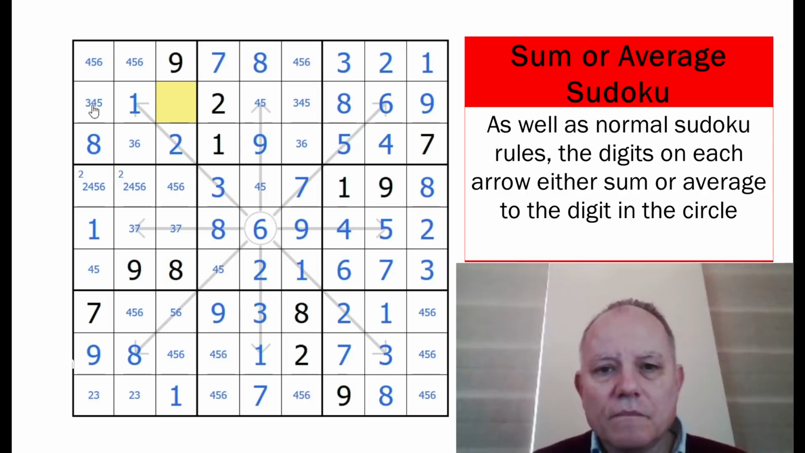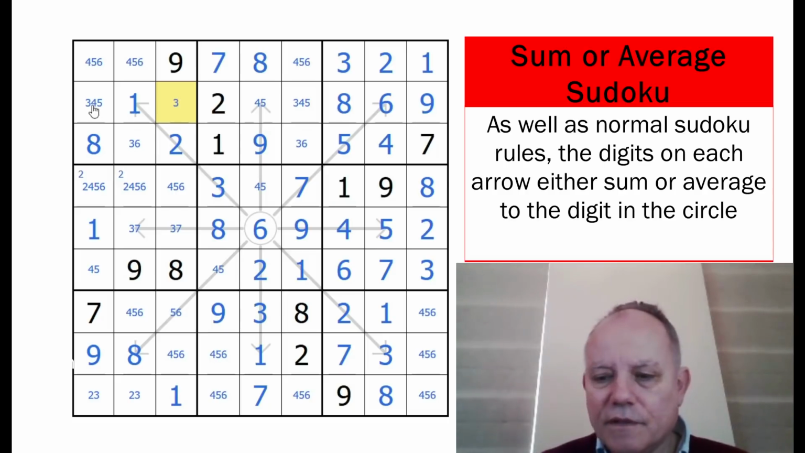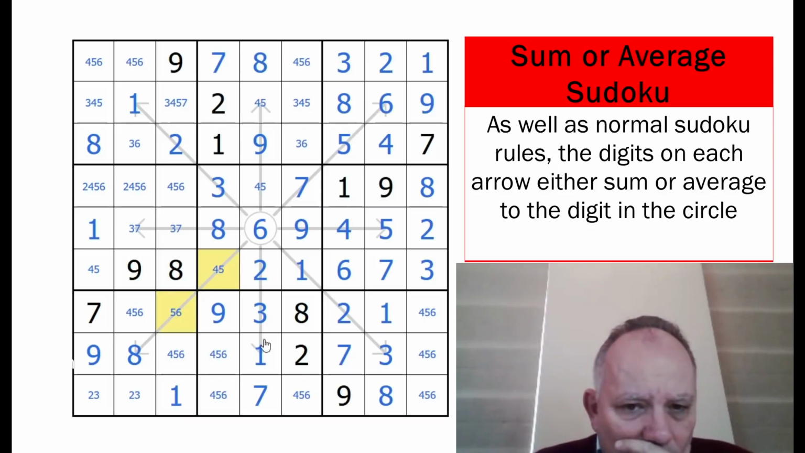But this cell could be a lot of things. 3, 4, 5 or 7. Okay, let's just get rid of those 2s. Right, so this is everything possible now. And I think we're going to have to kind of work on an assumption with these 2.